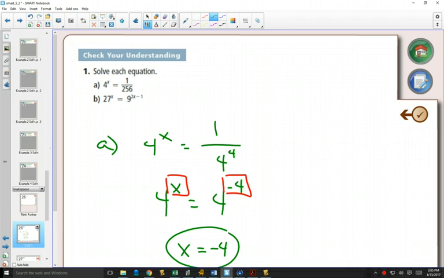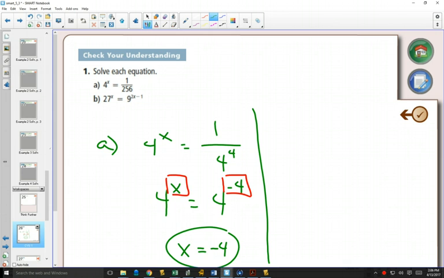Now in B, we've got 27 and 9. 27 is not part of the powers chart for 9. If you look at your powers chart at 9, the first number is 81, 9 squared. But do 27 and 9 ever appear in the same column of another base? Yes. They both appear in the base of 3.